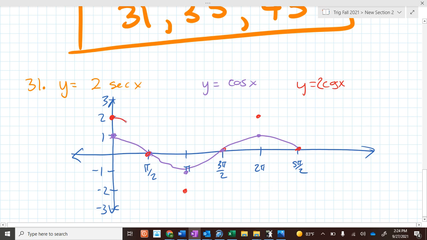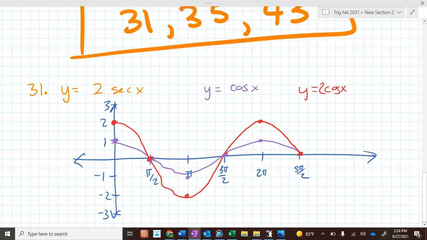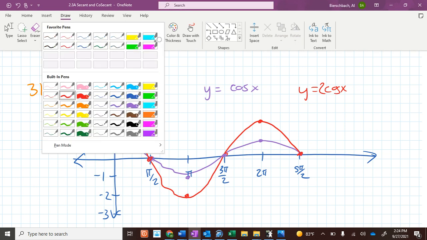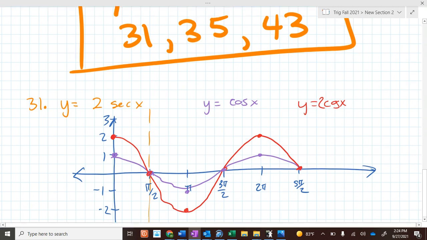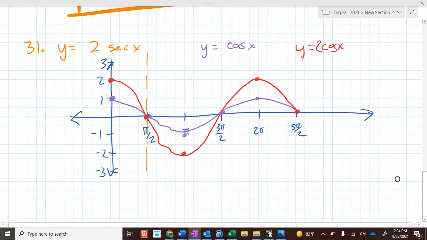I wait until I have graphed everything out before I put on my asymptotes. I don't try to put them on like first step. Okay? Now I'll throw out my asymptotes. They're going to be right here. And right here. And right here. Parabola, parabola, parabola.